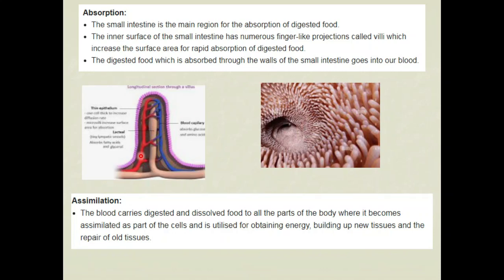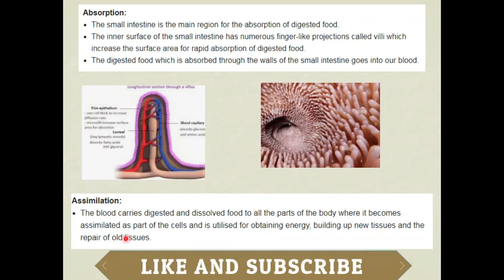So you can see the blood vessels are connected, and the digested food will be supplied back to the blood. Now the digested food which is absorbed through the walls of the small intestine goes to our blood. And the next process is assimilation. Here the blood carries the digested, dissolved food to all parts of the body and it becomes assimilated and helps us to build up new tissues and repair our old tissues.